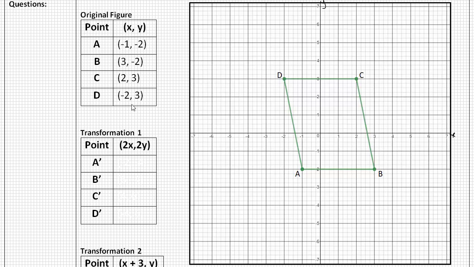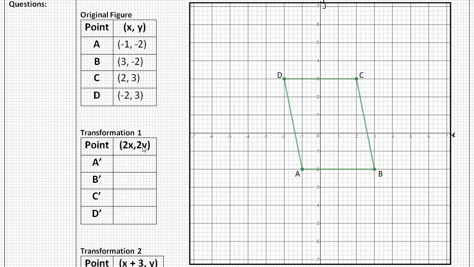Alright, so if you have graphed these 4 points, this is what your shape should look like. This is the figure. We've created a parallelogram. Now, we've created our original figure. Now we're going to do our first transformation.